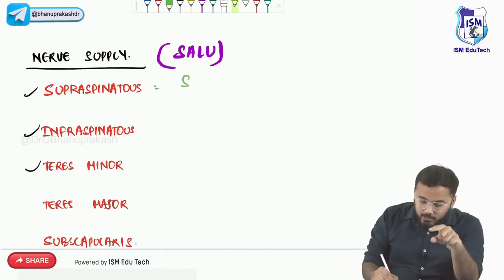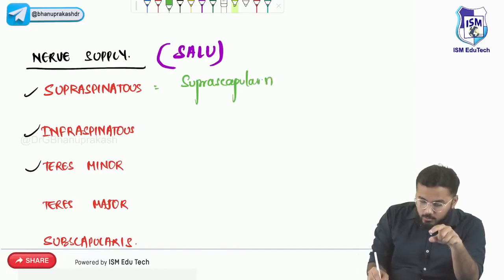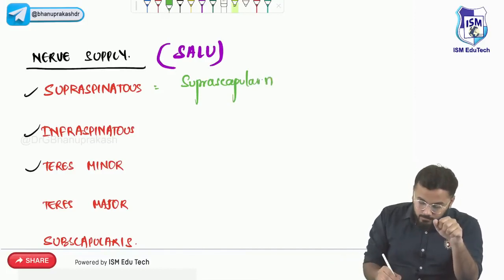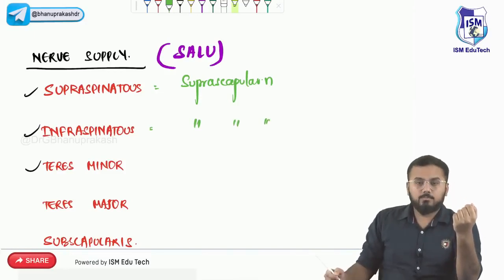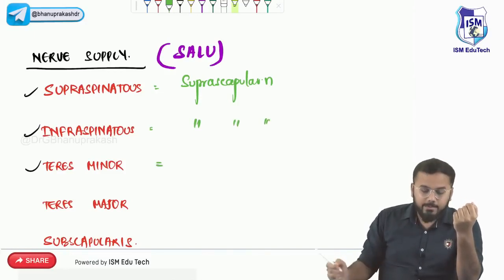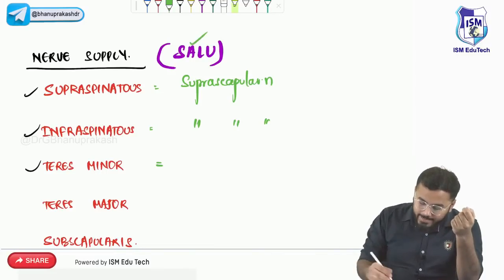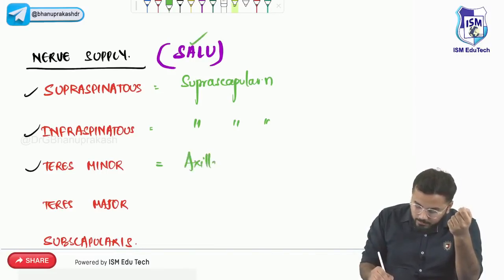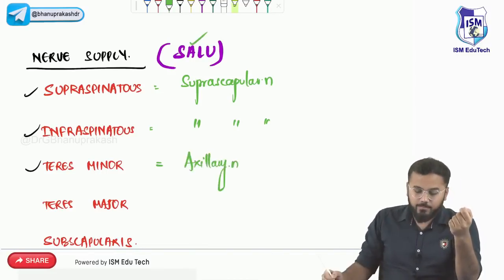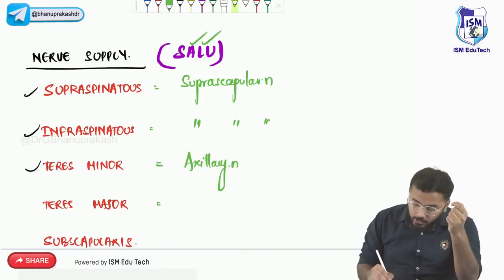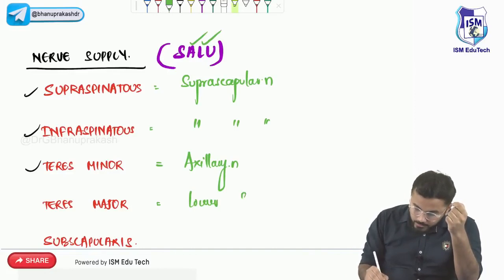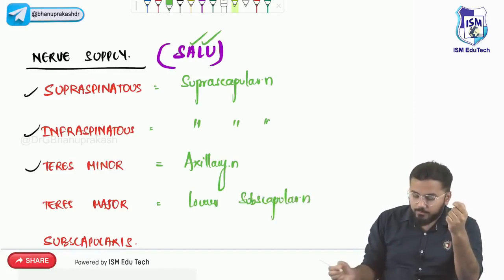Supraspinatus is supplied by suprascapular nerve. Infraspinatus is also supplied by suprascapular nerve. Teres minor is supplied by A. A stands for axillary nerve. And teres major is supplied by L. L stands for lower subscapular nerve.